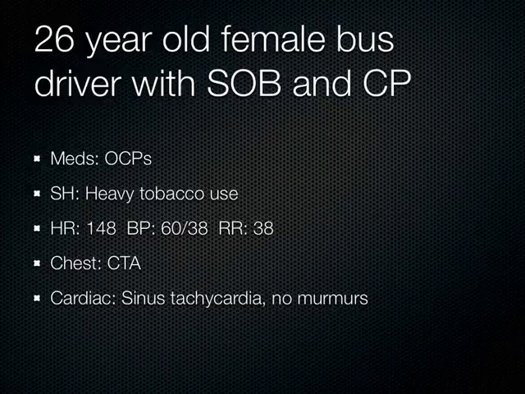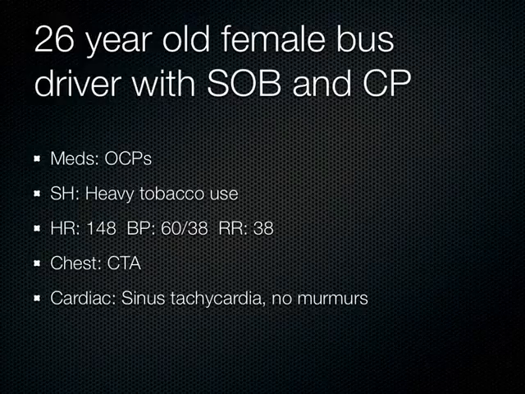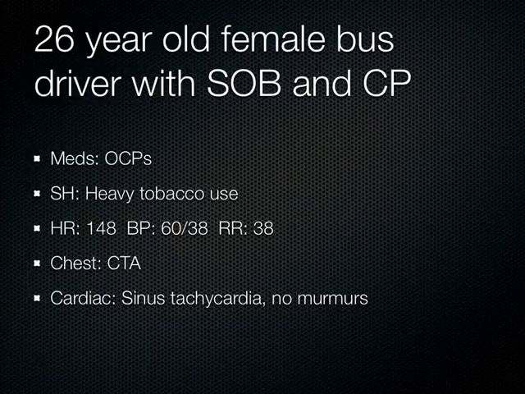Yalda, a 26-year-old female, comes in. She's got shortness of breath and chest pain. She's a school bus driver. She's on oral contraceptive medications, recently started taking them. She's a heavy smoker. Those are her vital signs. She's tachycardic, hypotensive, tachypneic. Her lungs are clear. And what do you think is going on?